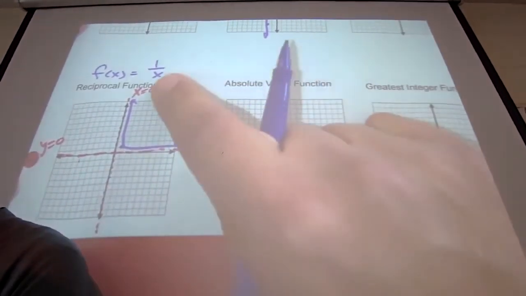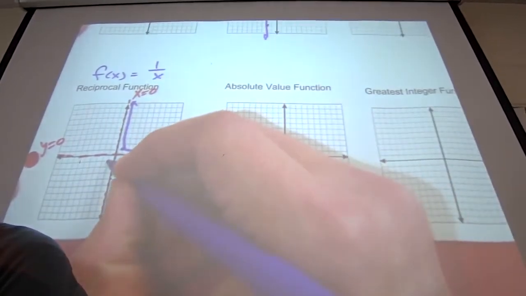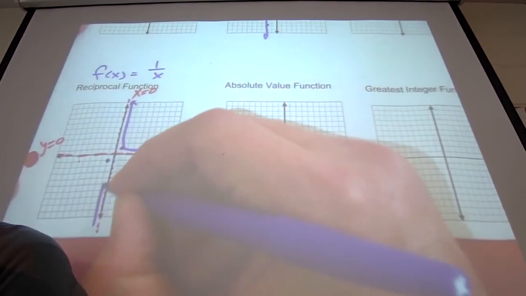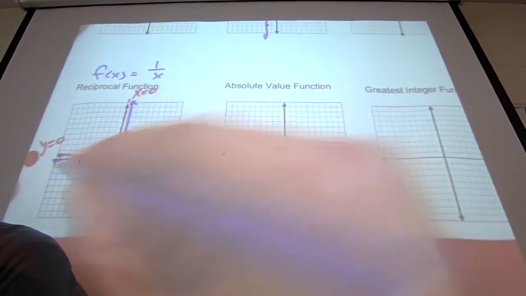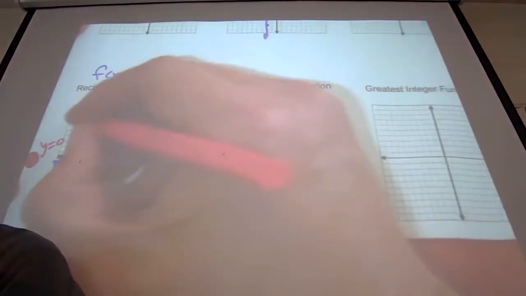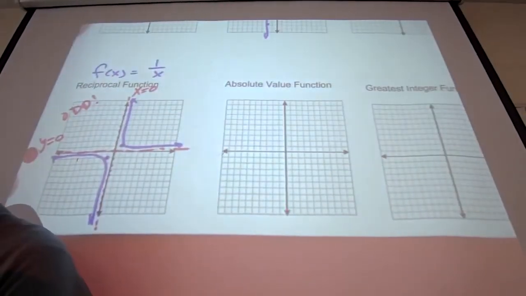If I plug in -1 for x, 1 over -1 is -1, so that's going to be right here, -1, -1. And your graph is getting closer and closer to these asymptotes, but they never touch, and it's rounded out. Okay, so it looks something like that. And this is also symmetric to the origin, and it's an odd function.